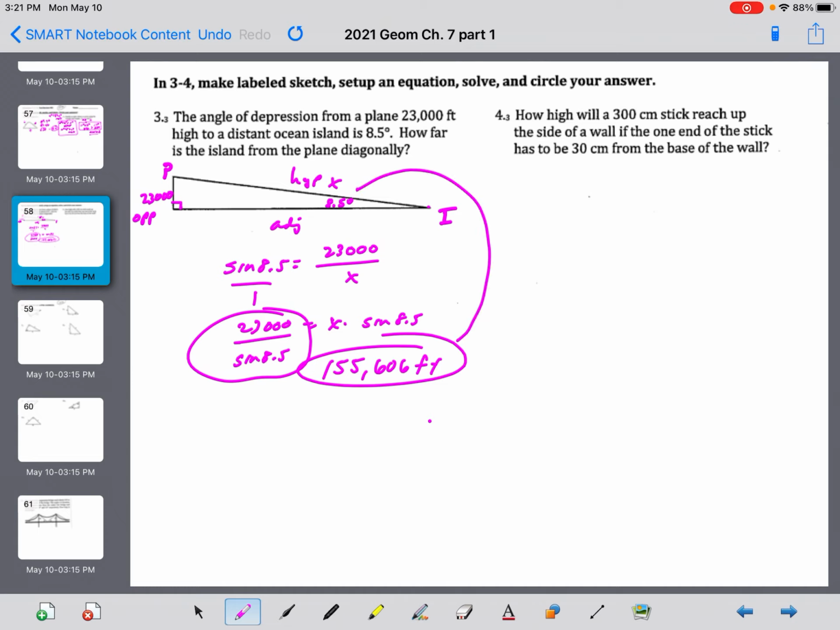155,606 feet. That is this distance up here. All right, so this is kind of like a ladder wall question. How high will a 300 centimeter stick reach up the side of a wall if one end of the stick must be at least 30 centimeters from the base of the wall?